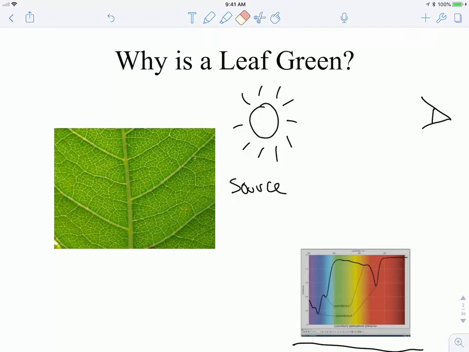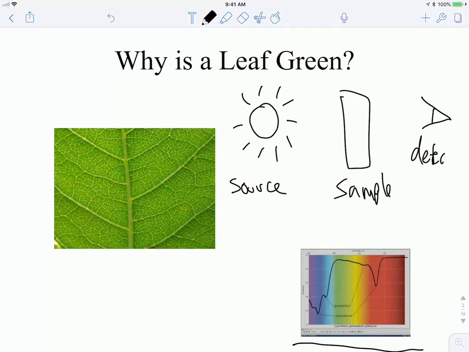The same thing happens in an instrument in the laboratory, except now you still have a light source. It's not the sun in this case, it's some kind of other light source, and then you're going to have a sample. In the previous case it was a leaf, but in infrared spectroscopy it's going to be a chemical that you want to analyze, and here you're going to have your detector, which measures the wavelengths of light.